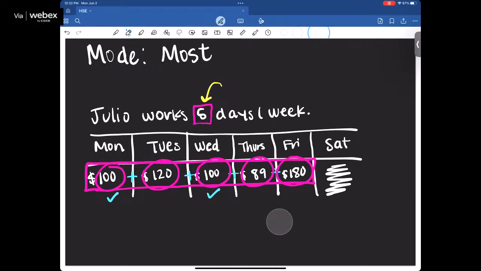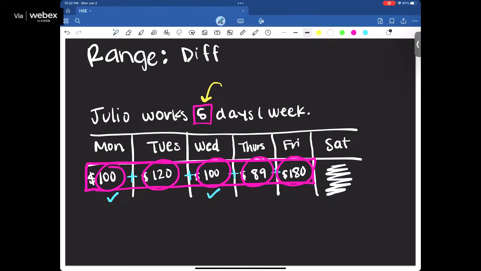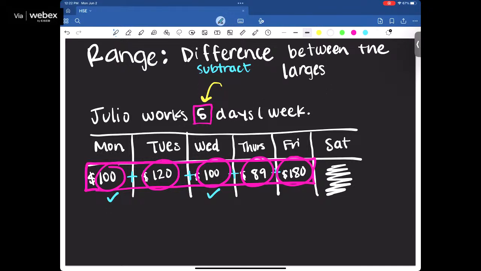And this brings us to our final vocabulary word for this session, and that is the range. The range is the difference. Difference is the fancy or the big vocabulary word for subtract. The difference between the largest and smallest number.